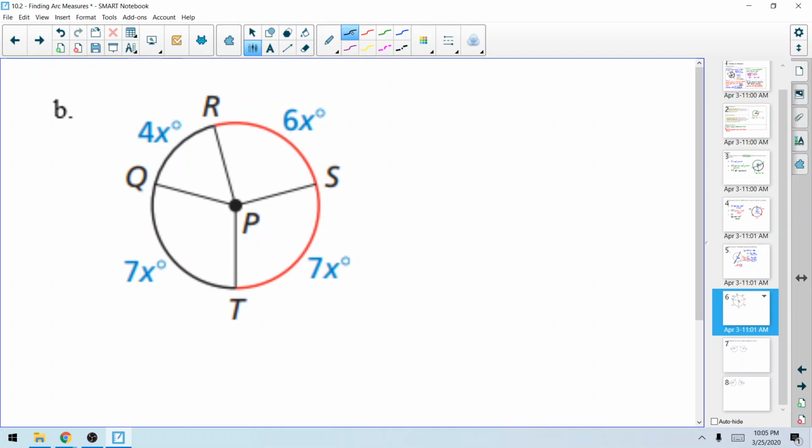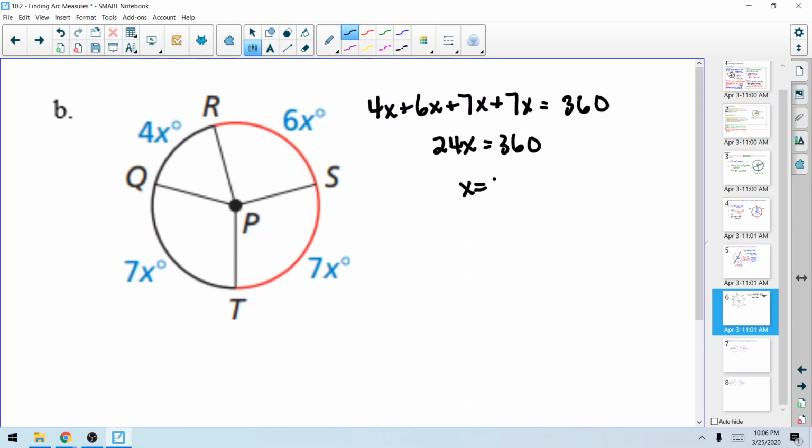Okay, so on this one, my first thought is they kind of gave us the whole circle. And I know that the whole circle adds to 360. So I'm going to take 4x plus 6x plus 7x plus 7x, which is the whole circle, adds to 360 degrees. So combine like terms. 4 plus 6 plus 7 plus 7, 24x equals 360 degrees. 360 divided by 24 gets me 15. So I know x is 15.